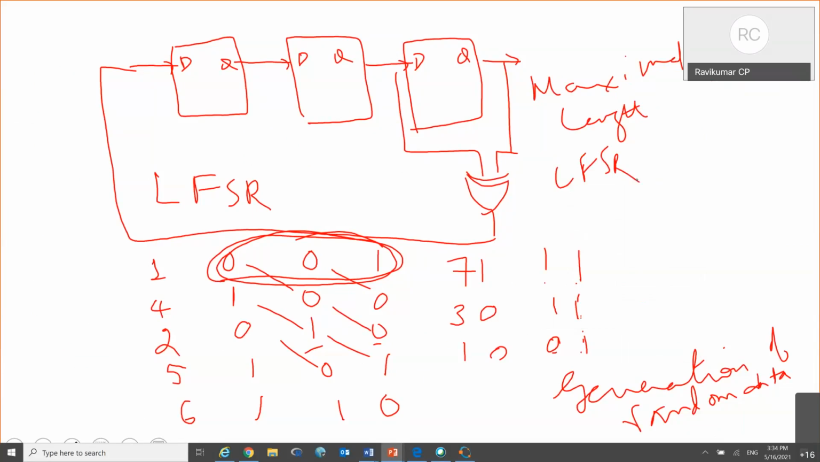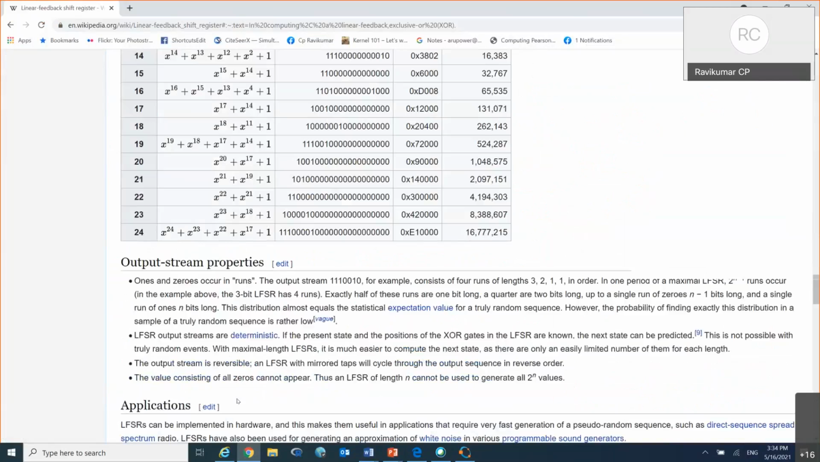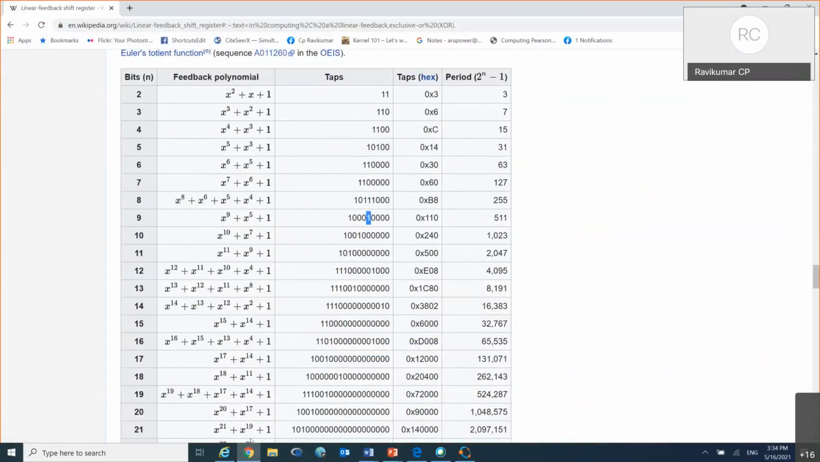Now, not all polynomials will give you maximal length. So if I take this example here for 9 bits, how did they figure out that 9, 5 will give me the maximum length? It will give you 2 to the power 9 minus 1 states. They must have done simulations, etc. to figure this out. So if you took something else, for example 9, 8, XORed and put it back, it may not give me all the 511 states.